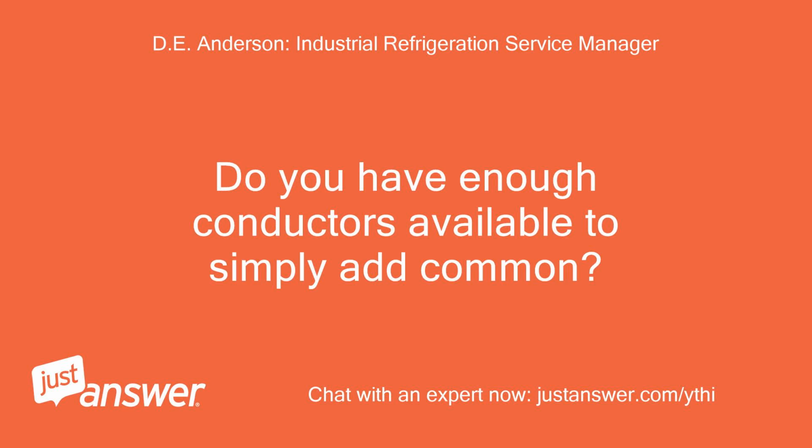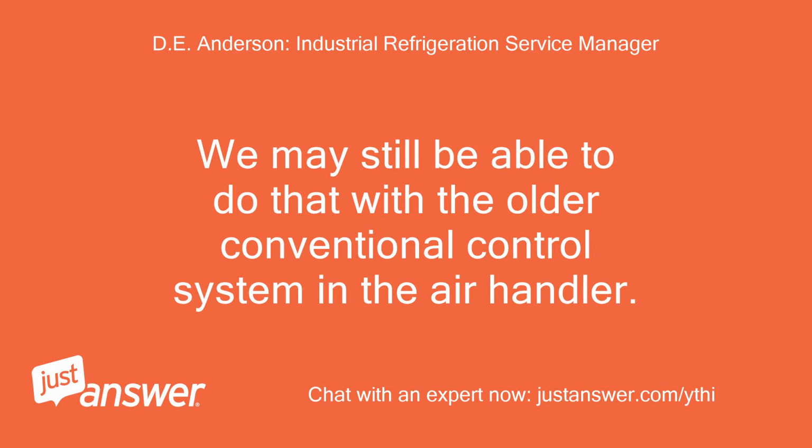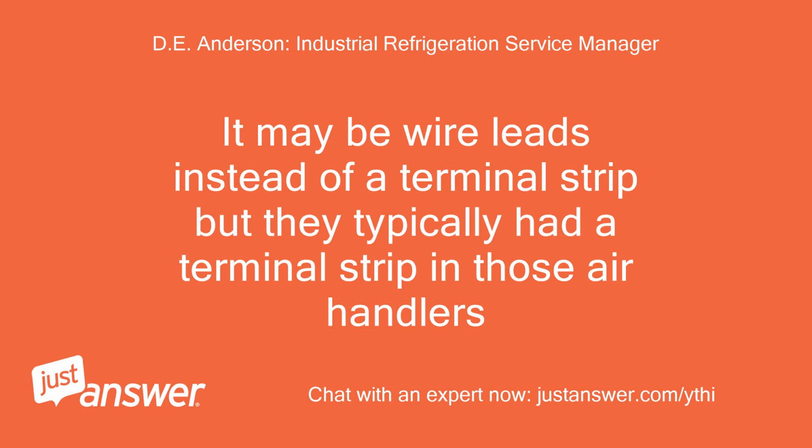Do you have enough conductors available to simply add common? What do the ecobee instructions tell you to do with the device exactly? We may still be able to do that with the older conventional control system in the air handler. Thank you. It may be wire leads instead of a terminal strip, but they typically had a terminal strip in those air handlers.